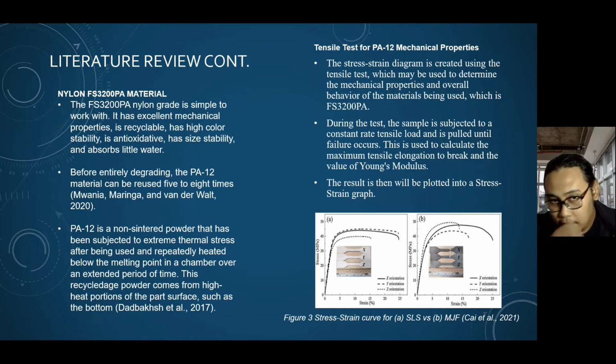Okay, the last topic for the literature review is about the tensile test for PA12 mechanical properties. The stress strain diagram is created using the tensile test, which may be used to determine the mechanical properties and overall behavior of the material being used, which is FS3200 PA. During the test, the sample is subjected to a constant rate of tensile load until failure occurs. This is used to calculate the maximum tensile elongation to break and the value of Young's modulus. The result is then plotted into a stress strain graph. Figure 3 shows the stress strain curve for SLS and MJF.